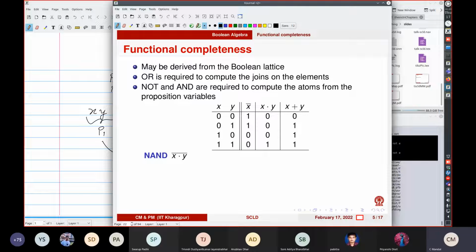So we have seen AND, OR, and NOT. Now NAND is also considered to be functionally complete. So can anyone say why NAND should be functionally complete?